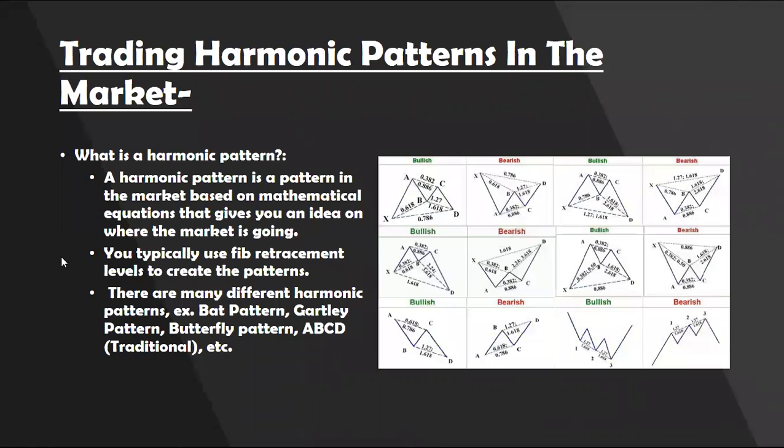So as I mentioned before, you typically use fib retracement levels to create the patterns. You can also use fib extensions to predict where the pattern's gonna give you your take profit, or tell you when to exit the trade. Now there are many different harmonic patterns. You have a bat pattern, garlic pattern, the butterfly pattern, the ABC pattern, the traditional ABCD pattern. You have the AB equals CD pattern. So there's a lot of different patterns you can use out there in the market.